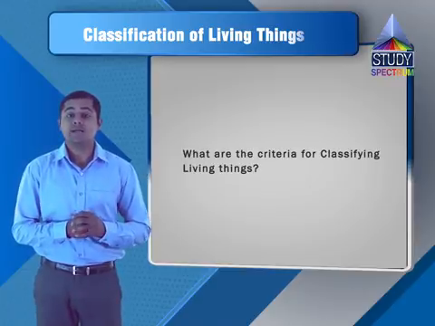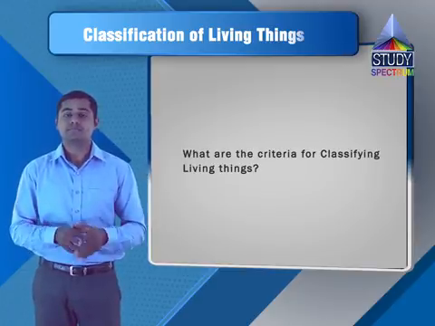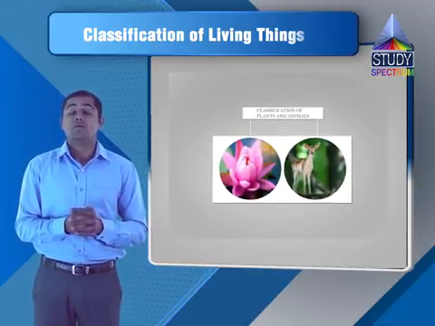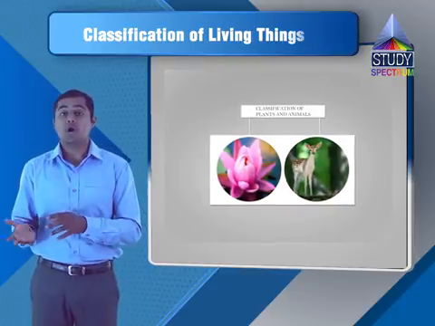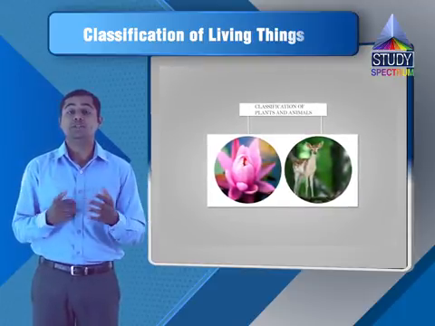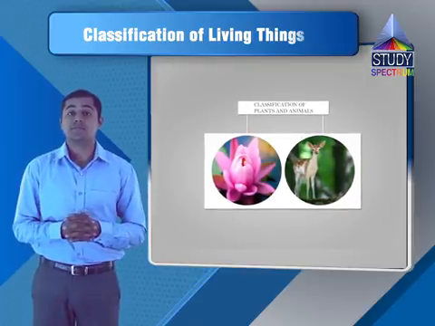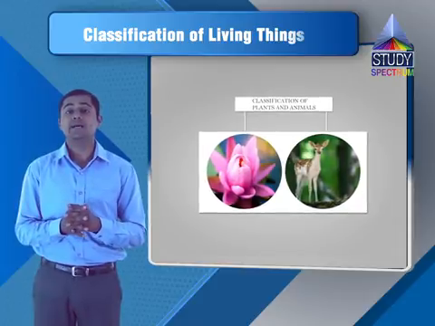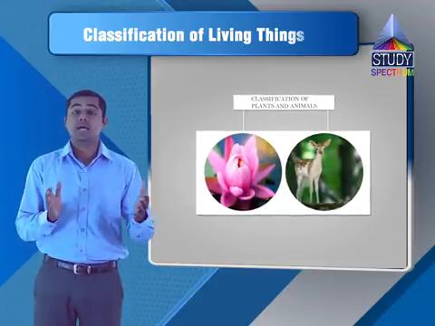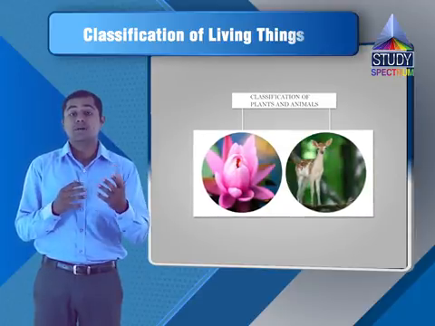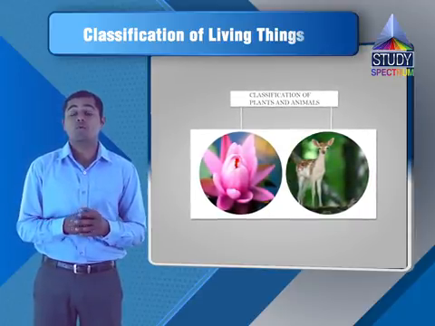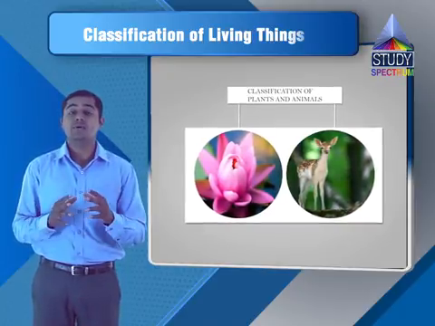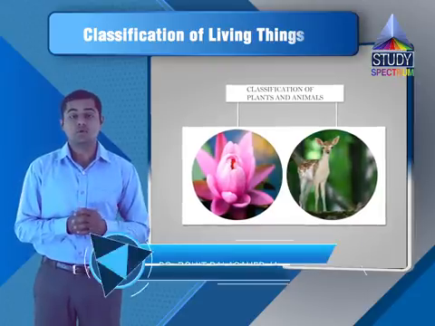Second, what are the criteria of classifying living things? On the basis of plants and animals, whether they can produce their own food or not, we can classify living things in two major groups, that is plants and animals. Further, they can be classified into different subgroups on the criteria, whether what is their lifespan, what is their height, what is their body size, what their body is covering of. So on the basis of different criteria, we can classify them into further subgroups.